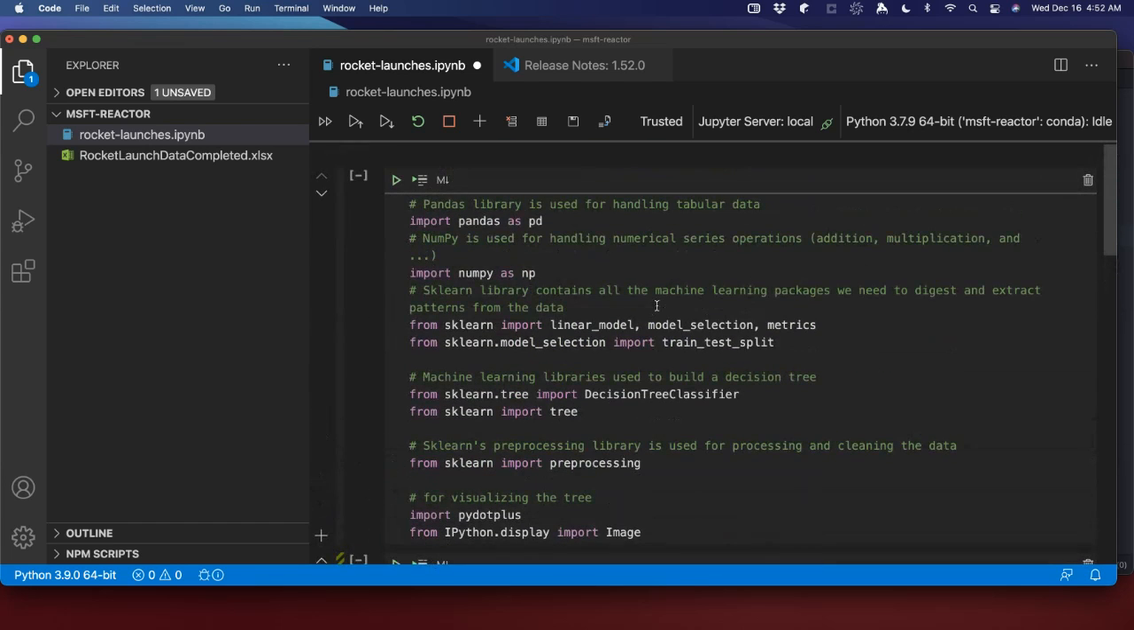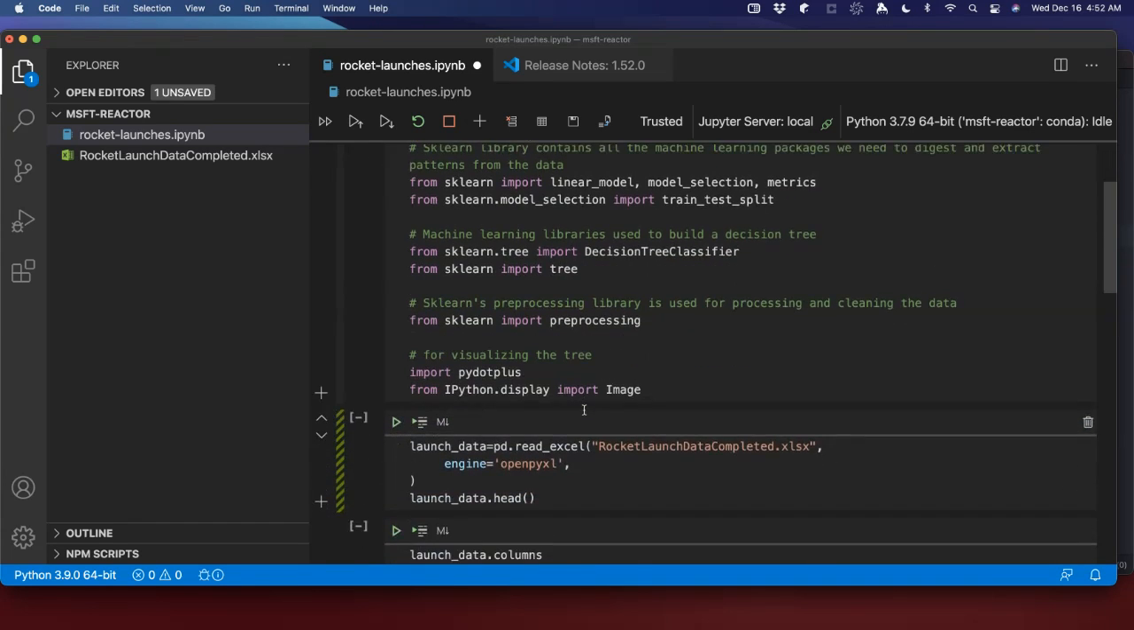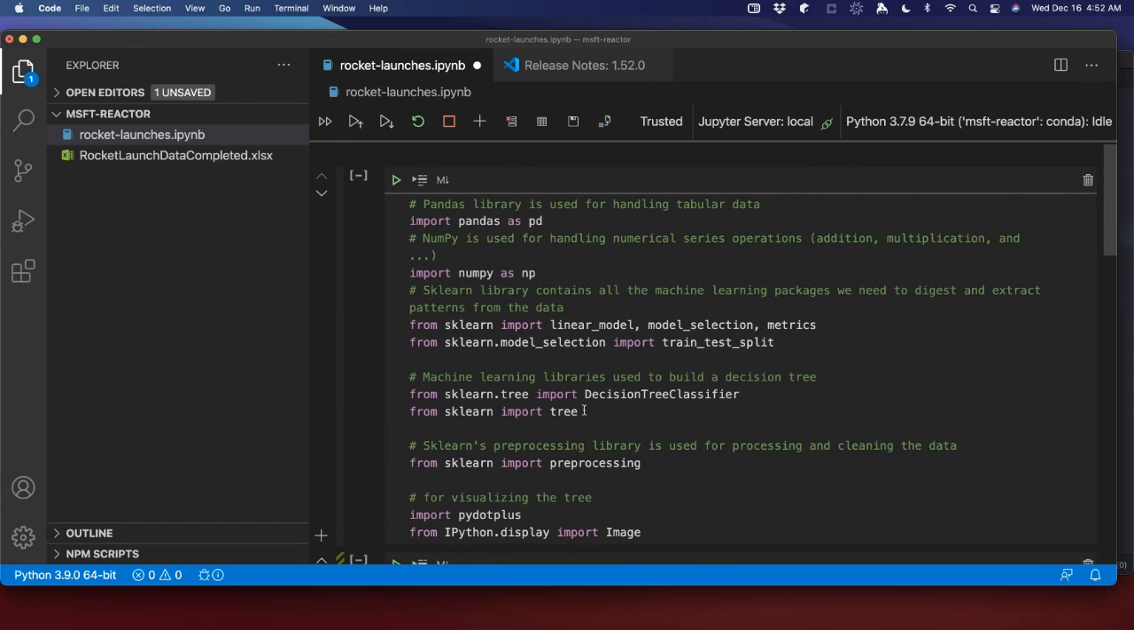But the short version is we have a series of cells. These cells have code in them. We can run the individual code examples, and this is going to be how we're going to walk through the code quickly.